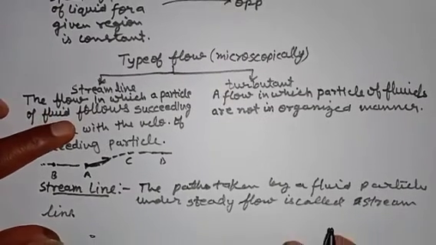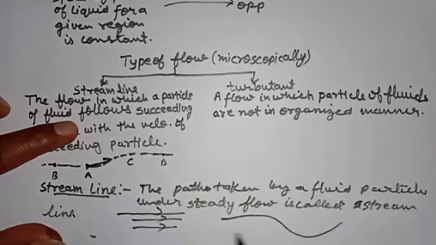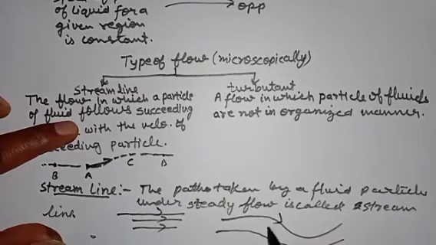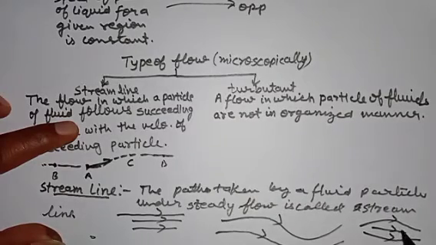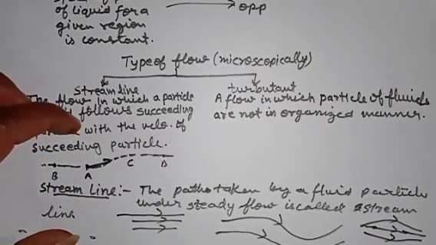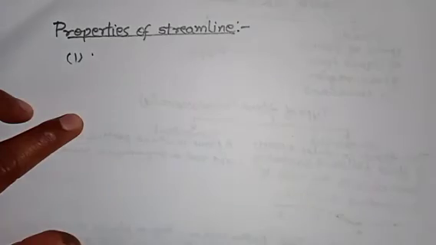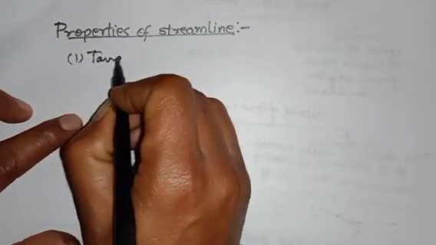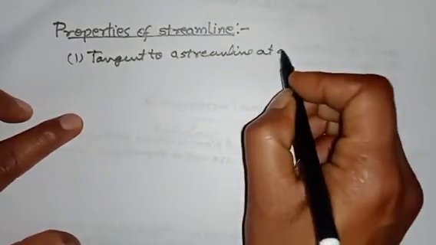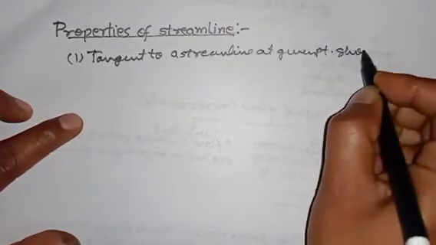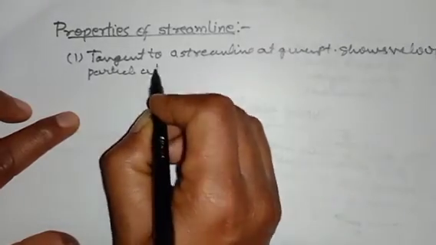So there can be different types of streamline, like this, like this, depending upon how liquid is flowing. This is also possible, depending upon how liquid is flowing. Next is properties of streamline. So number one, tangent to a streamline at a given point shows velocity of particle at that point.